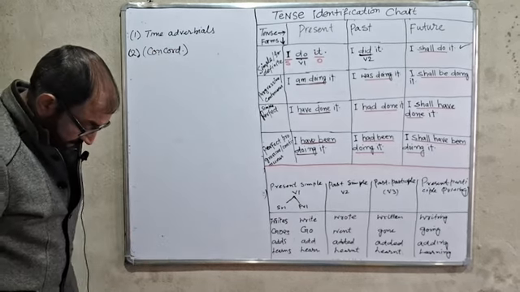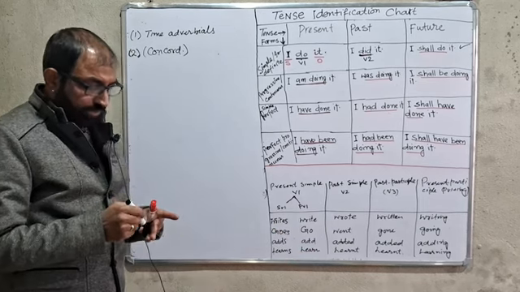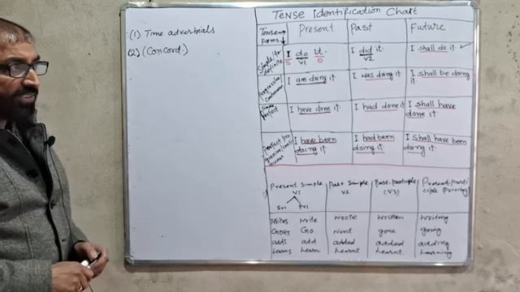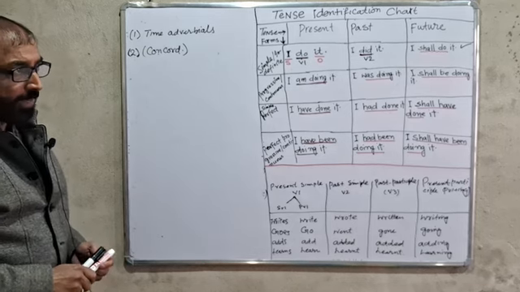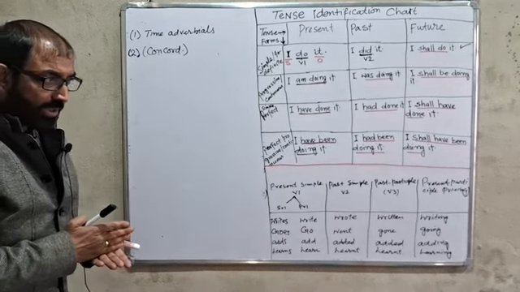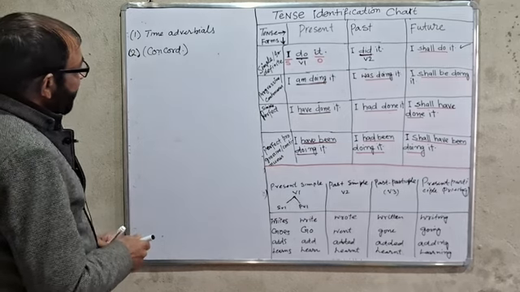Concord. The second thing that you have to keep in focus is concord, subject-verb agreement. Every subject must agree with its verb. That is like for like. If the subject is singular, your verb must be singular. If it is plural, your verb must be plural.